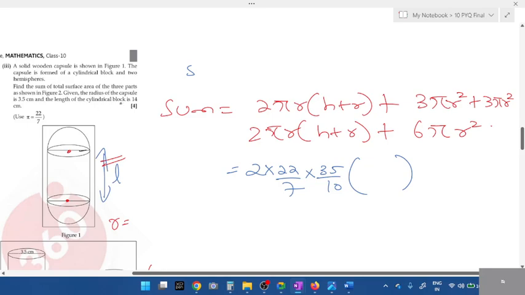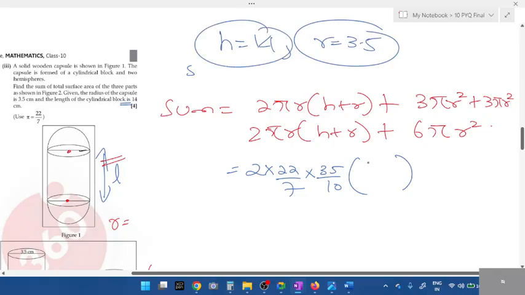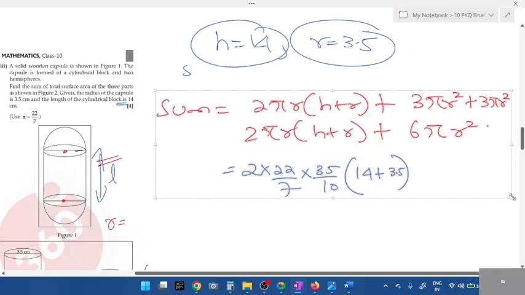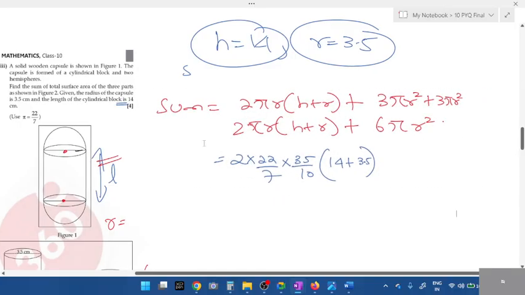Length of capsule. What is the length of the capsule? I mean, not capsule, what is the length of the cylinder block? Length of cylinder block is 14. h is equal to 14, r is equal to 3.5. These are the 2 pieces of information given. For the hemisphere, there is no height, only radius is given. So h is equal to 14 plus 3.5. How much is 14 plus 3.5? 17.5. Is this clear?